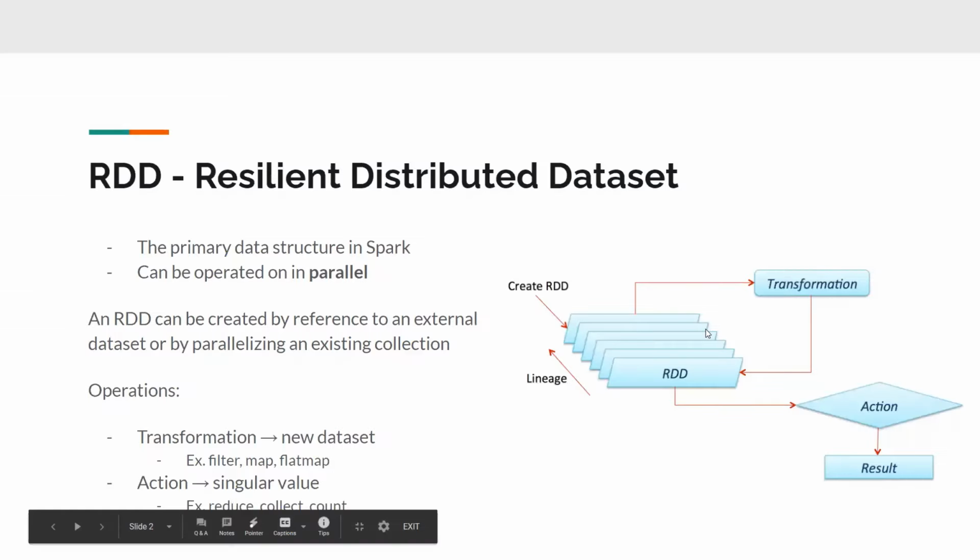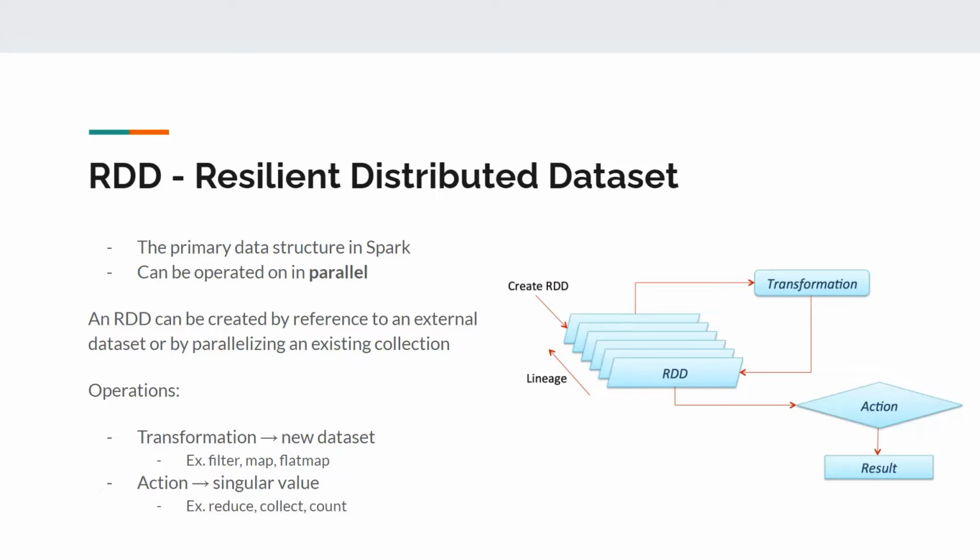So how exactly does Spark handle big data? The key is the RDD, or resilient distributed data set. This is the primary data structure in Spark, and it's useful because operations can be performed on this data set in parallel. We'll see exactly how creating an RDD works, as well as the parallelization in a bit.